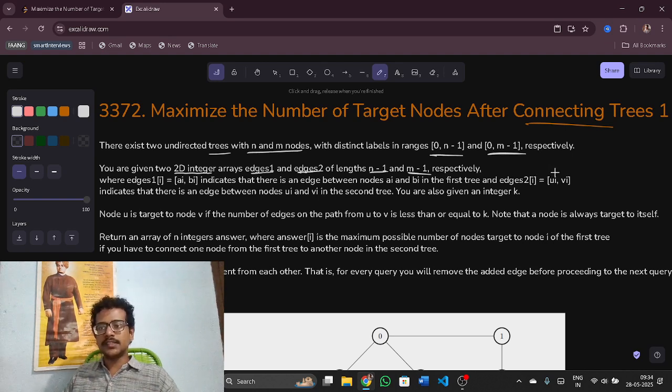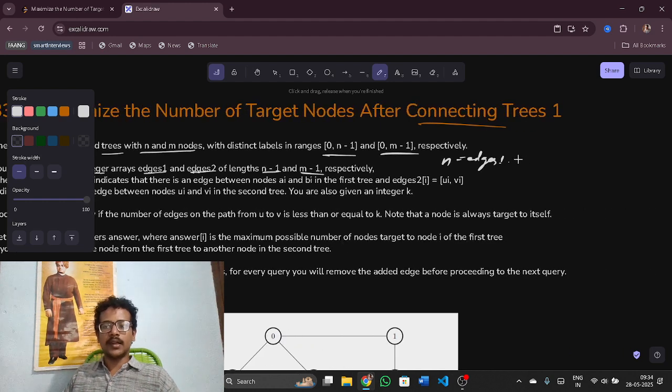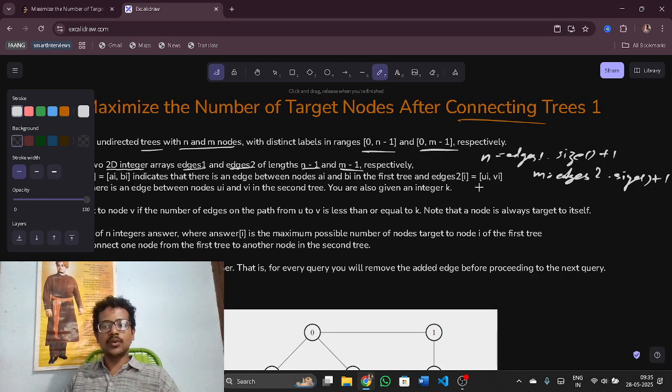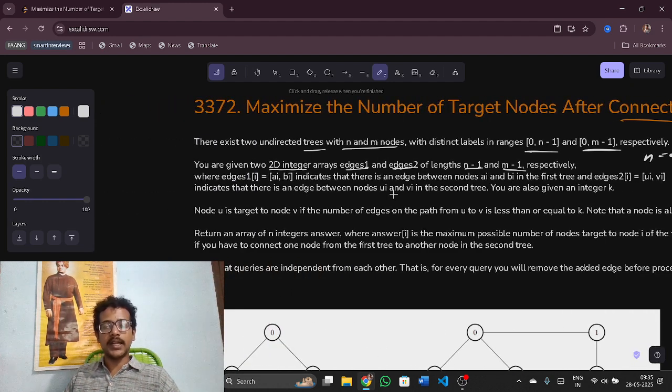So the number of edges we have are n. So n will be edges 1 dot size plus 1, right? And also m will be edges 2 dot size plus 1. Now, edges 1 of I is equal to AI, BI indicates that there is an edge between nodes AI and BI in the first tree, and edges 2 of I is equal to UI, VI. That indicates that there is an edge between nodes UI and VI in the second tree.